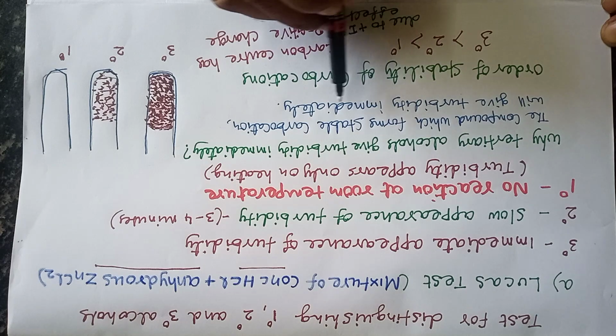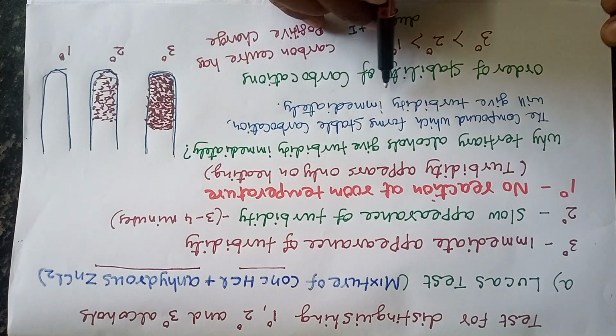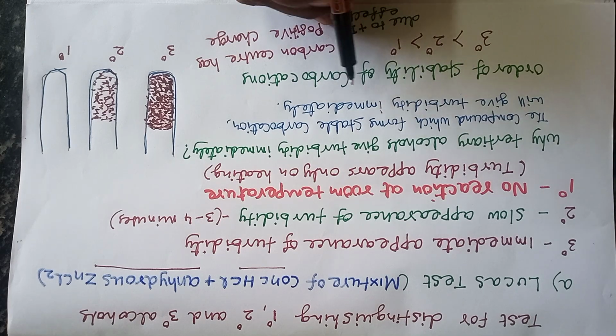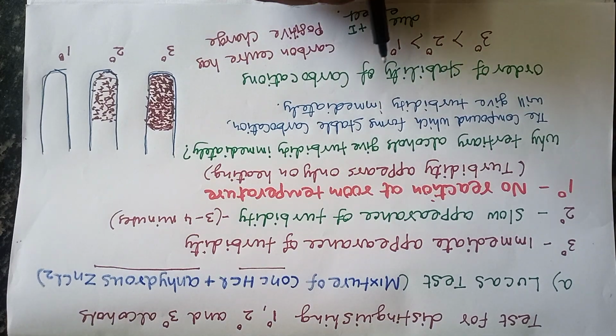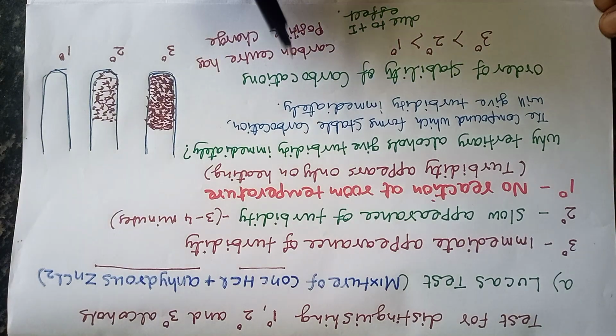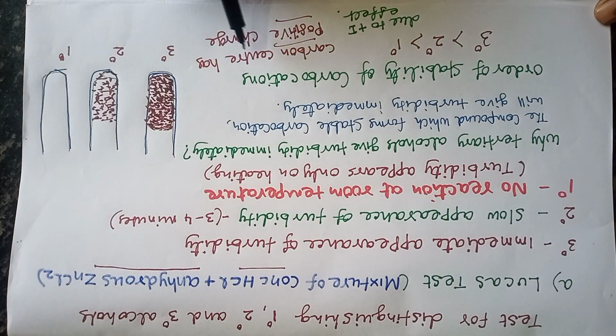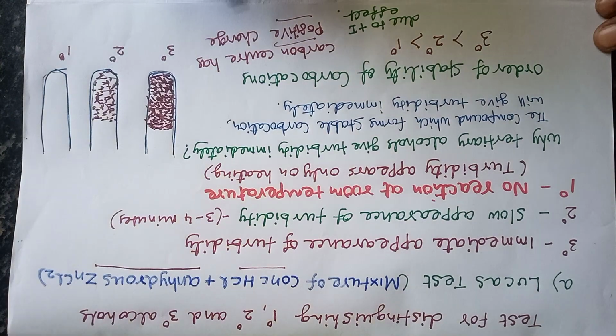The compound which forms a stable carbocation will give the turbidity immediately. So any compound that forms a stable carbocation gives turbidity immediately. What is a carbocation? A carbon center with a positive charge is called a carbocation.